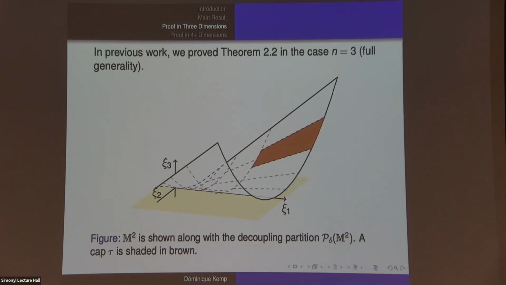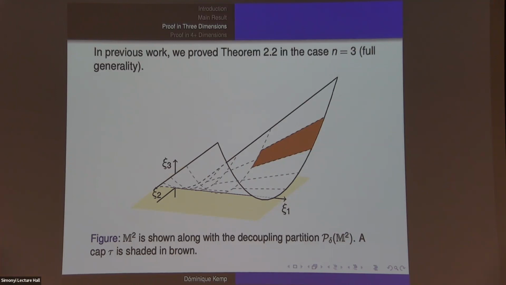We might as well have a mental break and look at the nice picture again. So we only talked a little bit about this picture actually. It's not only provided to you this portrayal of what the moment surface looks like in 3 dimensions. It's also portraying some of the caps in the decoupling partition.